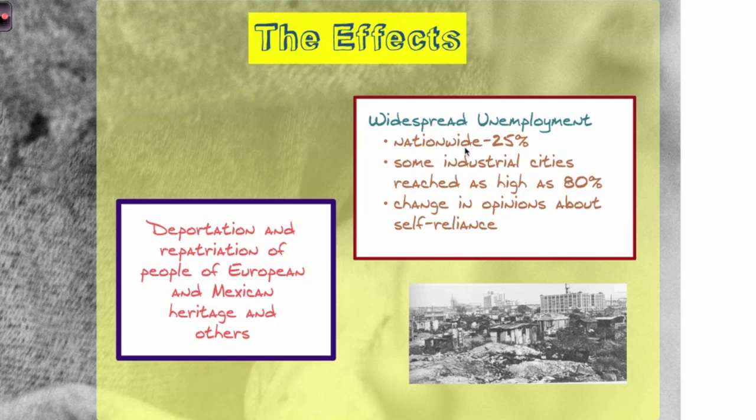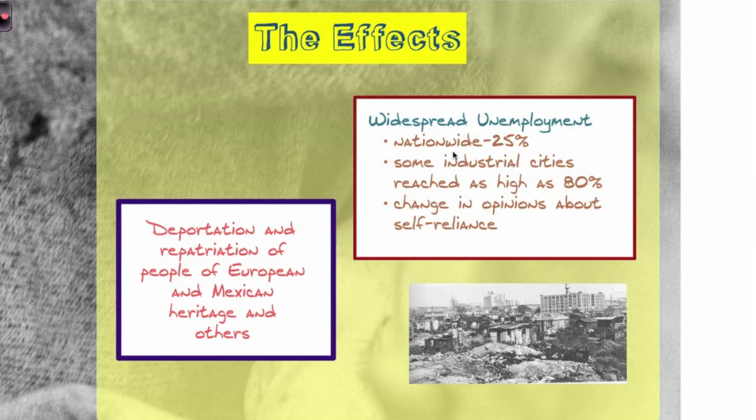You're also going to have an unintended consequence, which is going to be deportation and repatriation of people of European and Mexican heritage. And some of that is, again, that idea of if we have all these immigrants here, they're going to take the lower paying jobs and keep Americans from getting jobs. So they wanted to reduce that.